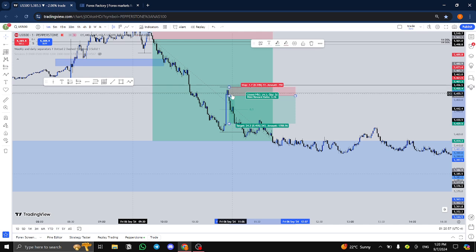But is this 1-minute engulfing candle enough? No. Is this break of structure enough? Yes, but where are we at? We're at discount, not at premium. So that's not valid. All right.